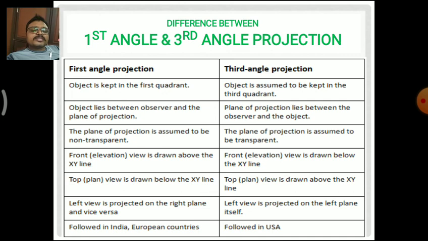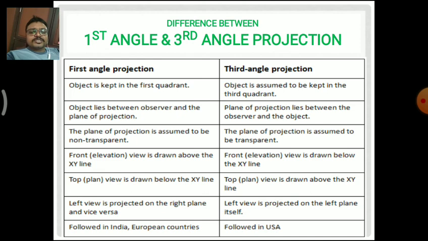Next, the top view is drawn below the XY line, the reference line, in the first angle projection, and above the XY line in the third angle projection. So they are quite opposite between these two. Next, the left-hand side view is projected on the right side of the front view in the first angle projection, but in the third angle projection, the left-hand side view is projected on the left side itself. So there the original plane is considered.